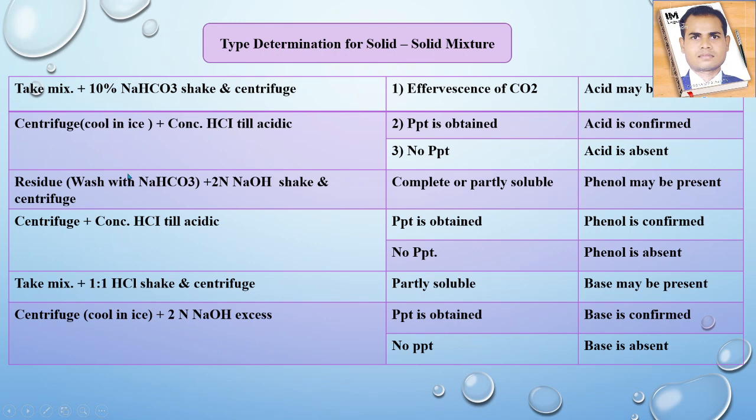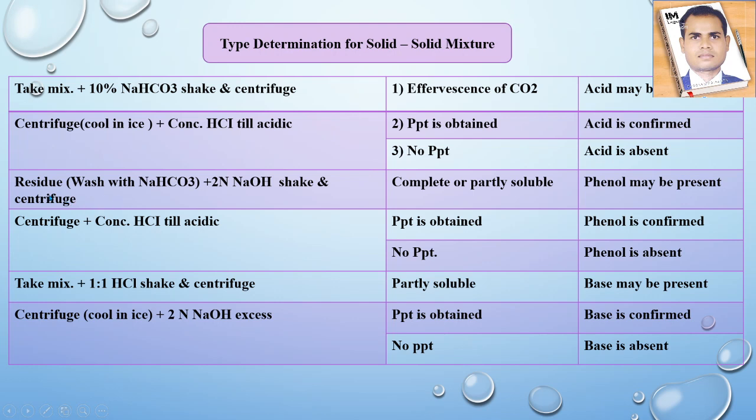Then the same solution we centrifuge or cool in ice, and add concentrated HCl till acidic. After addition of concentrated HCl, you will get a precipitate, and at that time we can say yes, acid is confirmed. If there is no precipitate, we can say acid is absent. So in this way we can confirm the acid type.